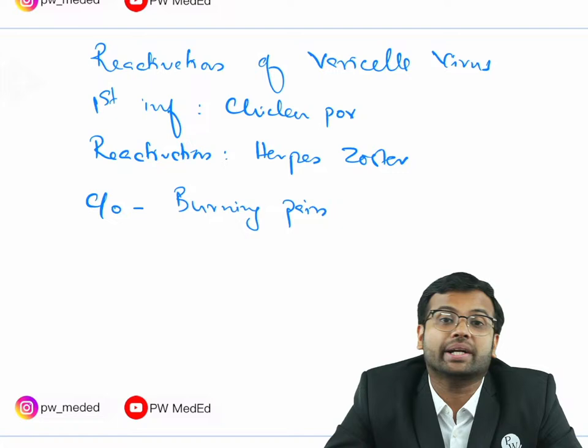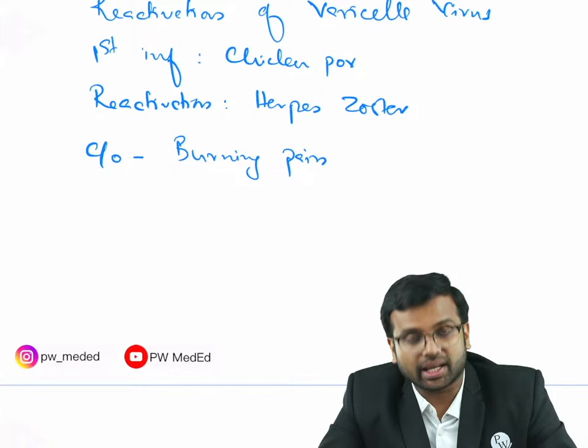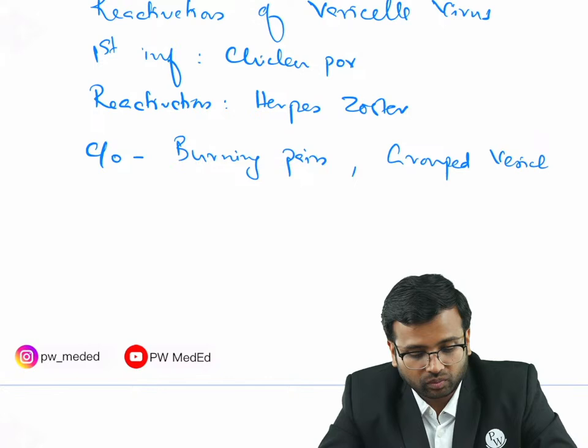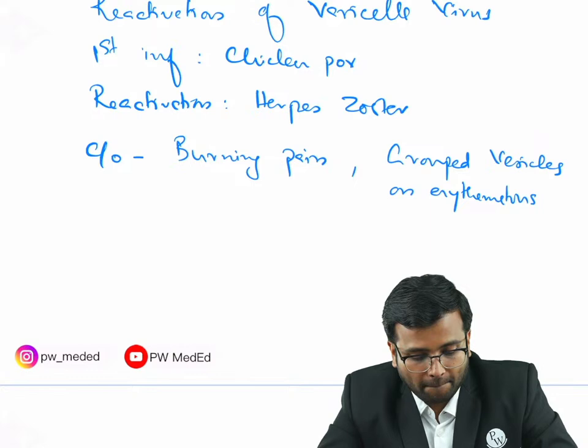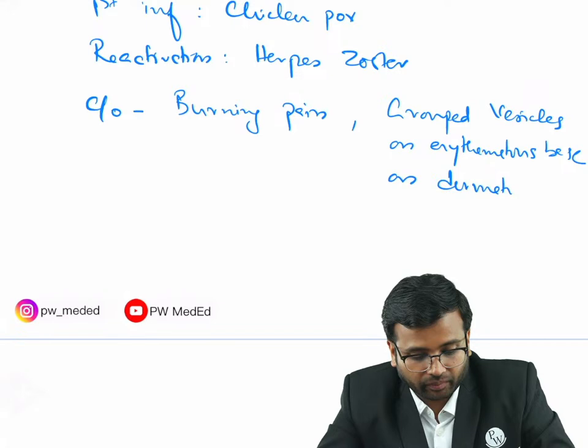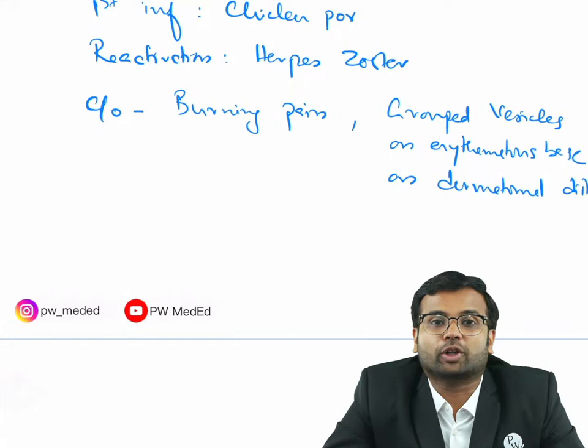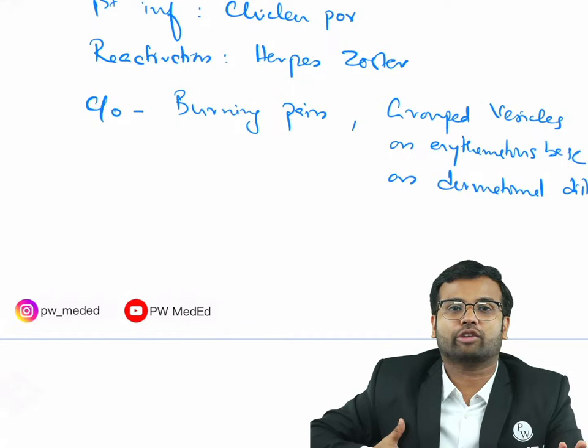So once you examine the skin of the patient, what can you see? In these kinds of patients, you can see that there are grouped vesicles on an erythematous base in a dermatomal distribution. This is how a patient may present to you. A severe pain, a burning kind of pain, the patient comes to you.